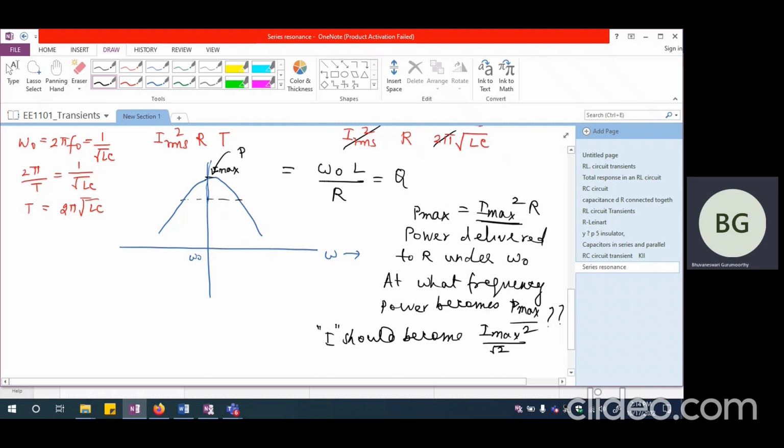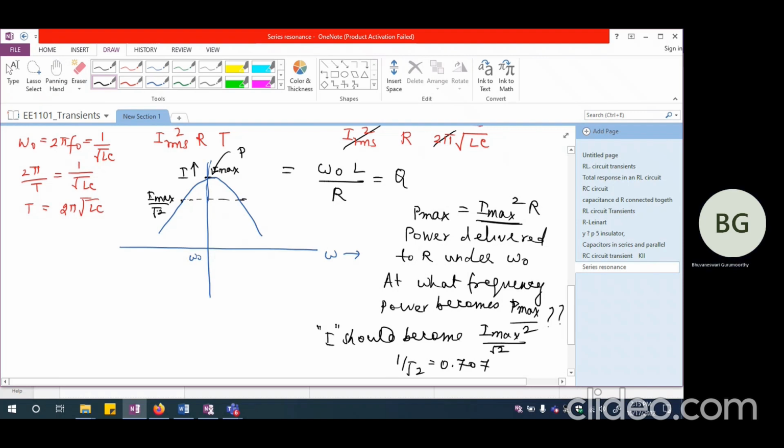So if I say this is 100% of I max, 1 by root 2 is actually 0.707. So about 70% of I max is the point where the power will become half. So this is I max divided by root 2, and this is also I max divided by root 2, and this is the variation of I with respect to the frequency.